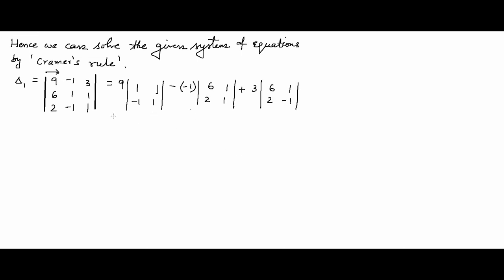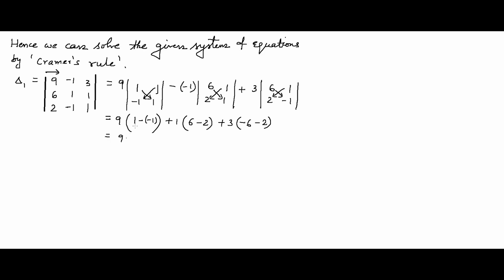Now we will solve this. Each determinant is in the form of A, B, C, D. Determinant of A, B, C, D we know is AD minus BC. 1 into minus 1 is minus 1. Minus into minus 1 is plus 1. Again ABCD determinant is AD, 6 into 1, minus BC, 1 into 2 is 2. Plus 3 into AD minus BC: 6 into minus 1 is minus 6, BC, 2 into 1 is 2.